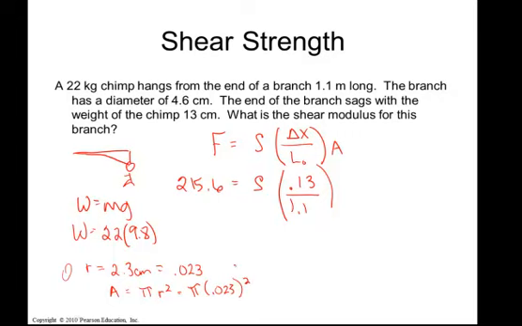And if I multiply that, I'm going to get 0.00166. So I'm going to divide those two, take it times this, and then take my 215.6 divided by all that stuff. And I'm going to find my shear modulus, which is 1.1 times 10 to the 6th newtons per meter squared. And that's going to have two significant figures because everything else had two.